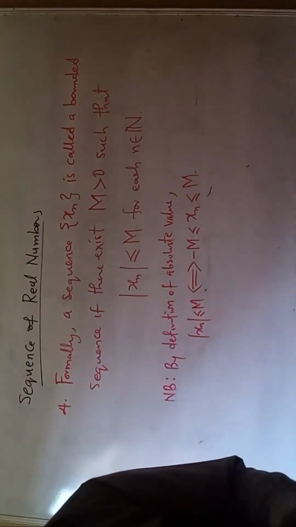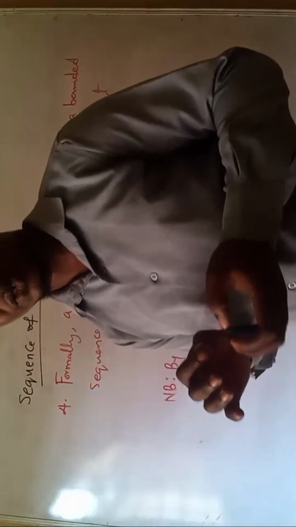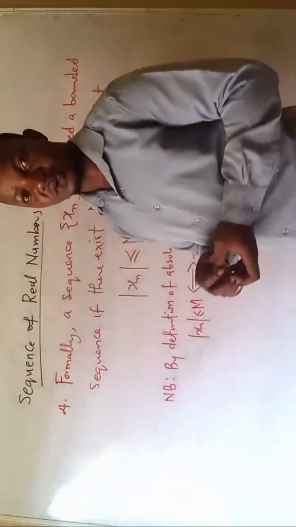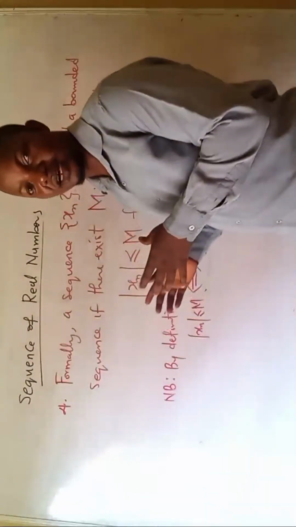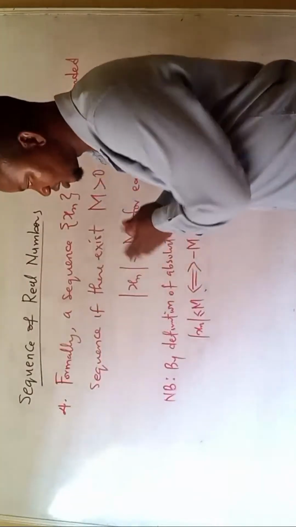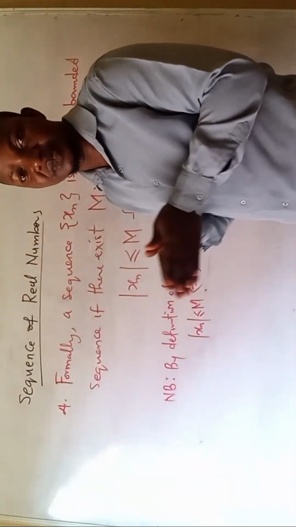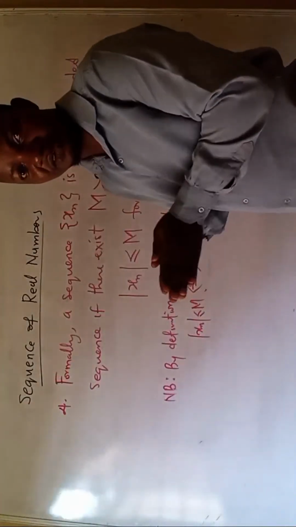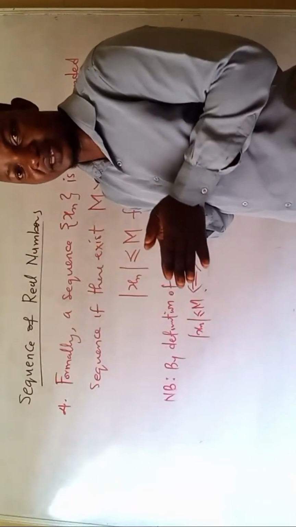When next we meet, whether physically or virtually, we will be talking about convergent sequences, and we will try to relate convergent sequences with bounded sequences. What is the relationship between them? And what are the reservations or drawbacks on the part of bounded sequences? We will try to address that in our next class.